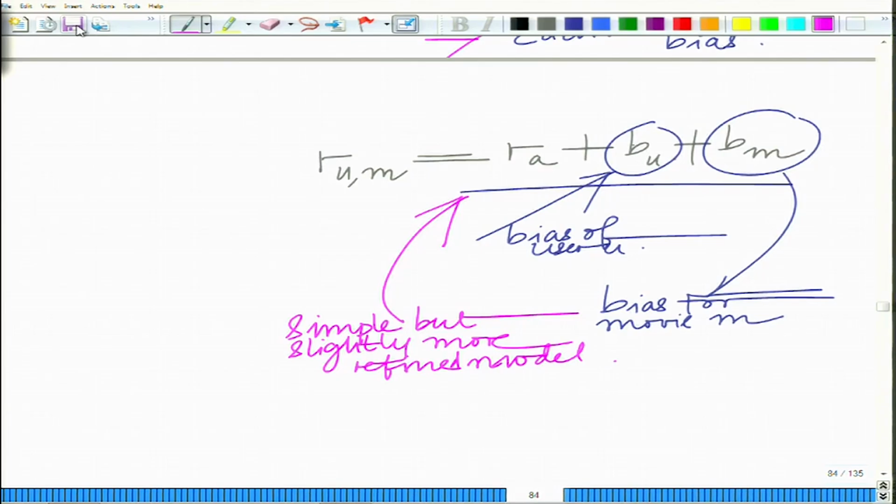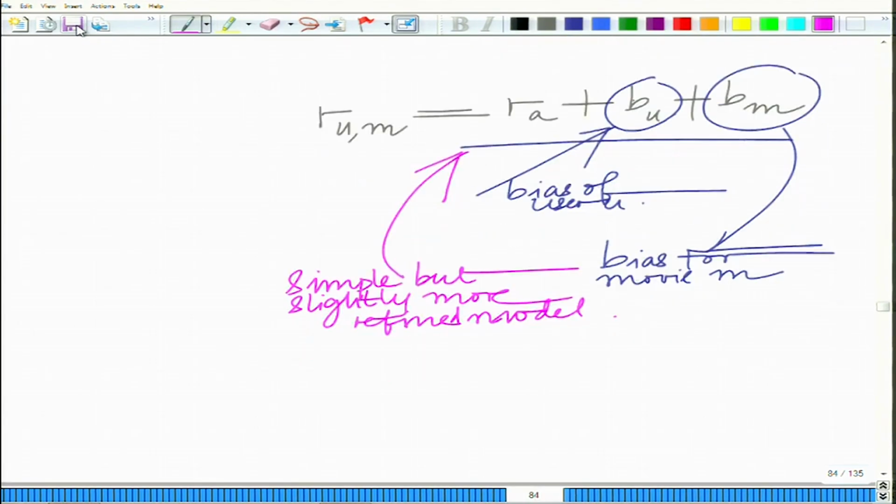This is a natural model because some movies are better or worse, and different users have different biases. So this is a slightly more refined and probably a more natural model in capturing the behavior. And therefore now if you look at, for instance, R1A, that is the rating of user 1 for movie A. This can be split as the average plus the bias of user 1 plus the bias towards movie A.